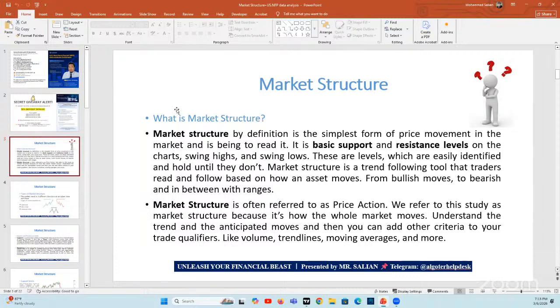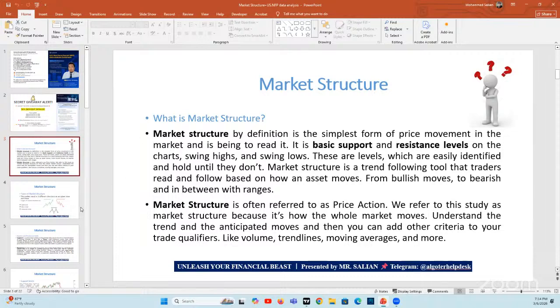So understand the trend and the anticipated moves, and then you can add other criteria to your trade qualifiers, like volume. You can put your trend lines there, your moving averages, and your oscillators like your MACD or your stochastic. These are all the tools you can use so you can have added confluence, added confirmation. So that's basically it, my friend. It's just getting the basic support and resistance levels, and then there you have it. You have your market structure.